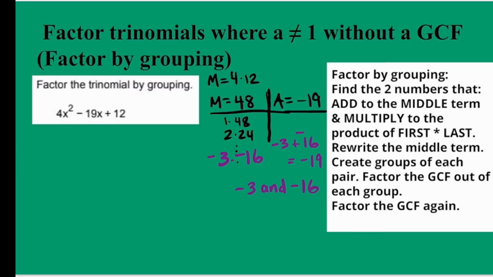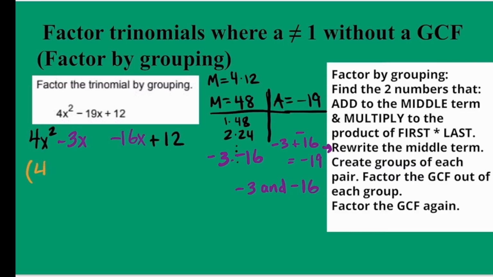Negative 3, negative 16. Now that I have those numbers, I'm going to rewrite the middle term. So I'm going to leave the 4x squared. I'm going to leave the plus 12. And that negative 19x, I'm now going to write as negative 3x minus 16x. And now we're going to factor by grouping.